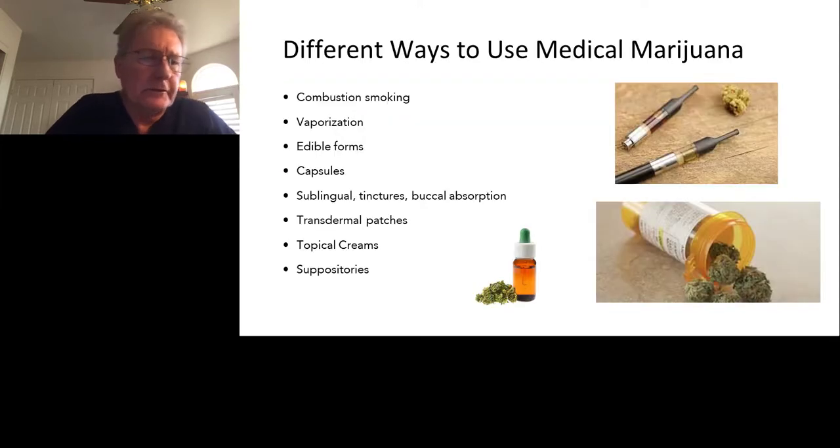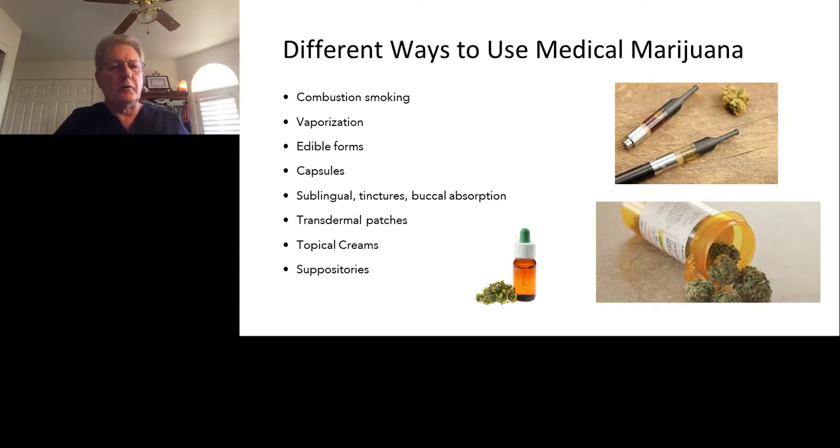Routes of administration. Now, there are different ways to use cannabis, and you can think of almost any pharmaceutical. There is a product that has cannabis in it, and it's available. So whether it's vaporization, combustion, smoking like a joint, edible forms, capsules, sublingual tinctures, or buccal absorption, we'll go over some of these and the importance of why all of these different forms should always be made available to a medical patient.